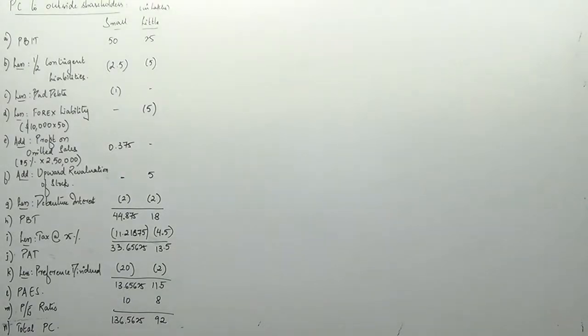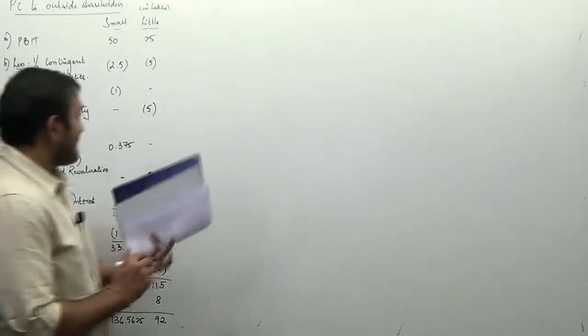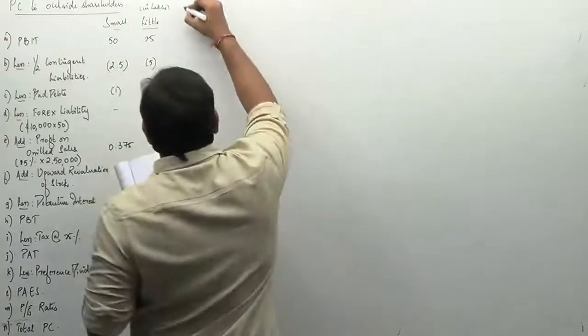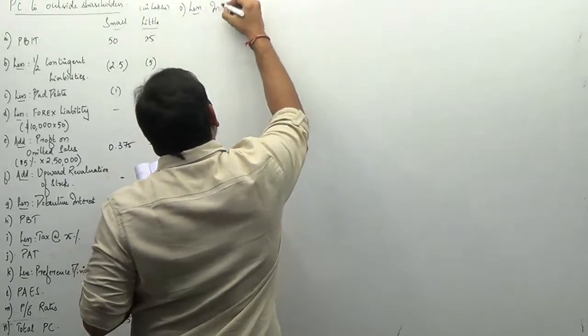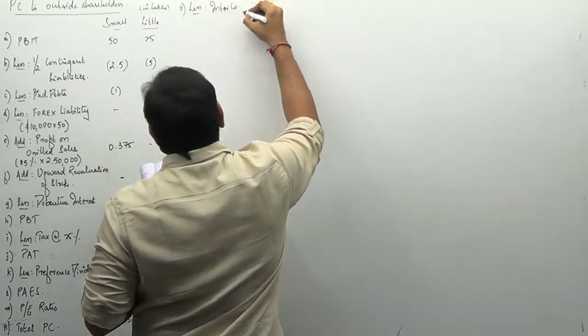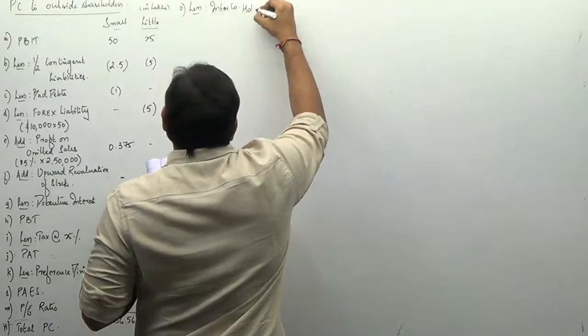I don't want total PC. My intention is to calculate PC to outside shareholders. I want only PC to outside shareholders. From this total PC, reduce your intercompany holdings. You will get back to your PC to outside shareholders. Less intercompany holdings.